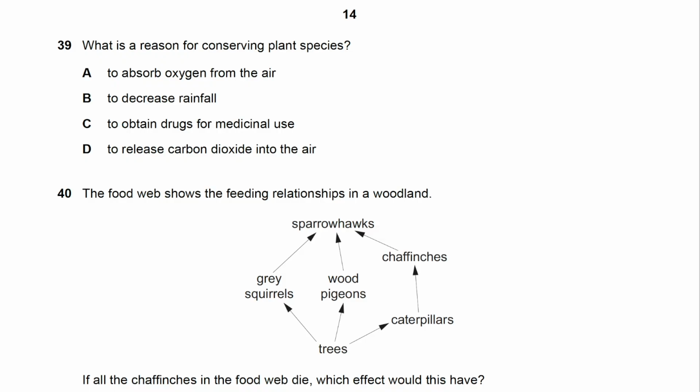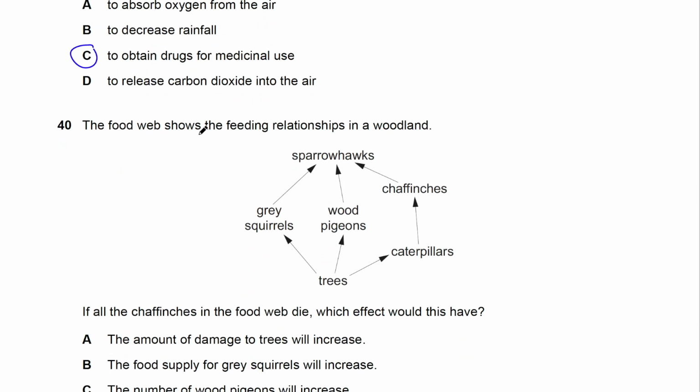Question number 39. What is the reason for conserving plant species? A, to absorb oxygen from the air. That's wrong, they are releasing oxygen. B, to decrease rainfall. Not related. Actually, by transpiration they will increase the rainfall. C, to obtain drugs for medicinal use. Yes, we are using this. D, to release carbon dioxide into the air. Actually no, they consume the carbon dioxide, so we will go with option C. Moving to question number 40.